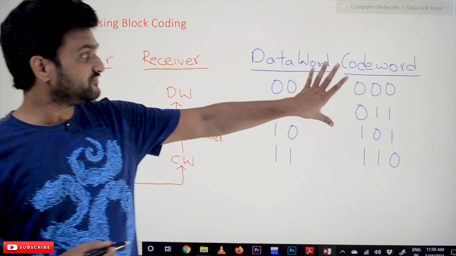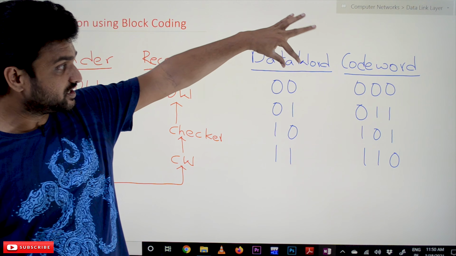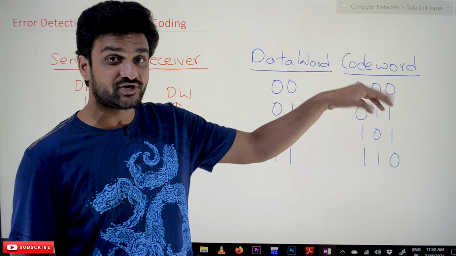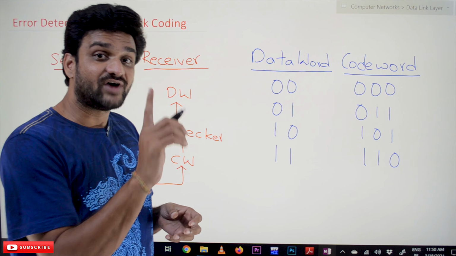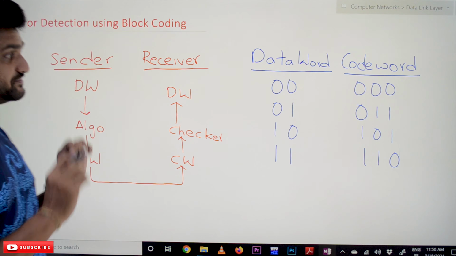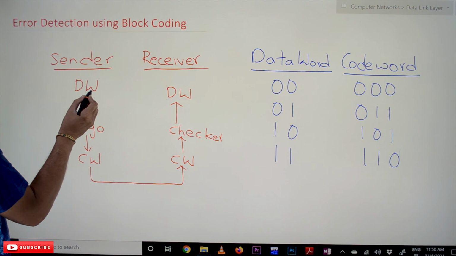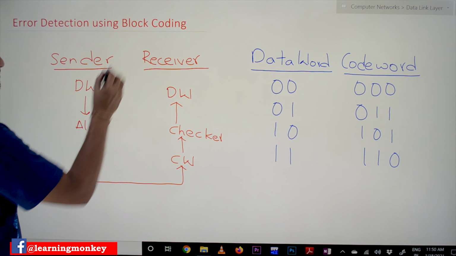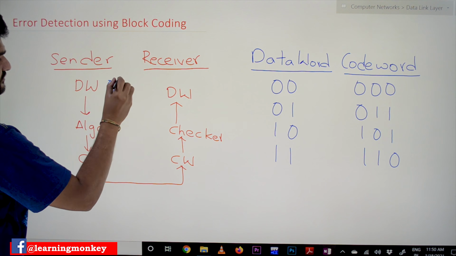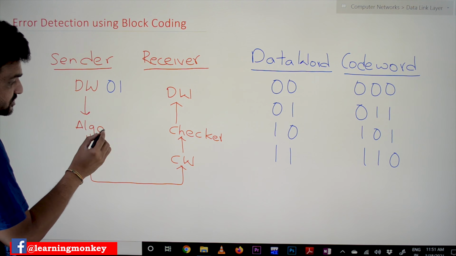Now, this example we have already covered in our previous class. These are the data words, and this 3-bit code word is generated by adding one redundant bit, which is passed on to the algorithm. So let's try to understand step by step. The data word is the data that we need to transfer. For example, if you want to transfer the data word 01, this data word is passed on to the algorithm.